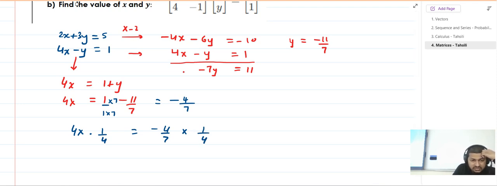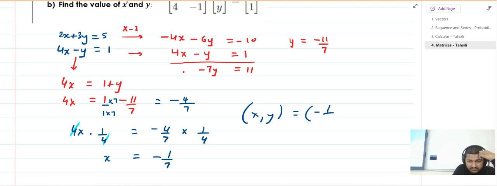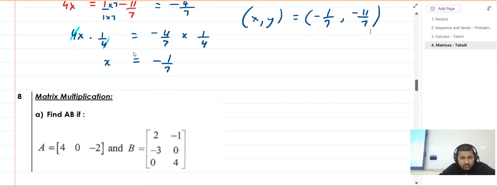Now solving this, we can see the 4 and the 4 cancels out. So I've got x is equal to, and the 4 and the 4 cancel out, that's negative 1 over 7. So what's our answer for x comma y? It is basically negative 1 over 7 and negative 11 over 7. I hope you understood that. That's the answer for x and y.